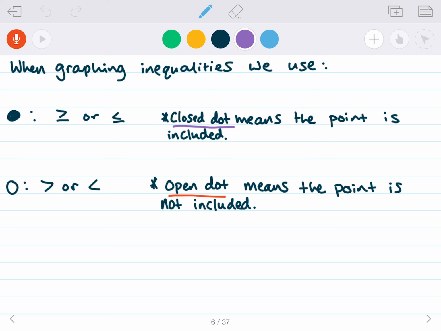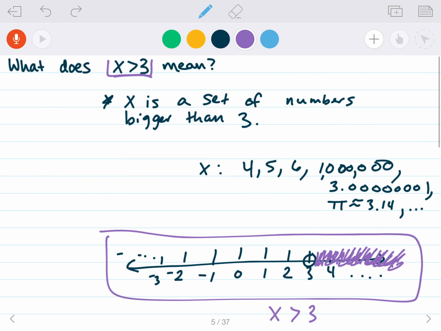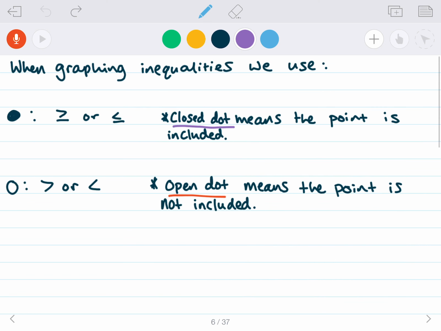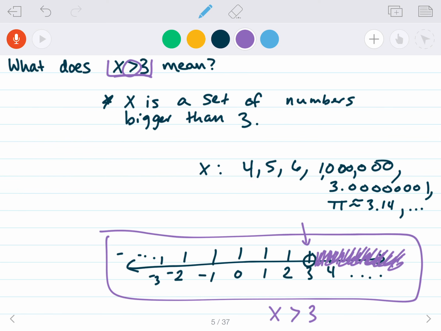Alright, so this is some notation. We use closed dots when we have greater than or equal to or less than or equal to. We use open dots when we have greater than or less than. So like in this example, I used an open dot because we had a greater than. Closed dot means that we're including the point. Open dot means that we're not. So like we didn't want to include 3 because 3 is not bigger than 3. It doesn't belong to this set.